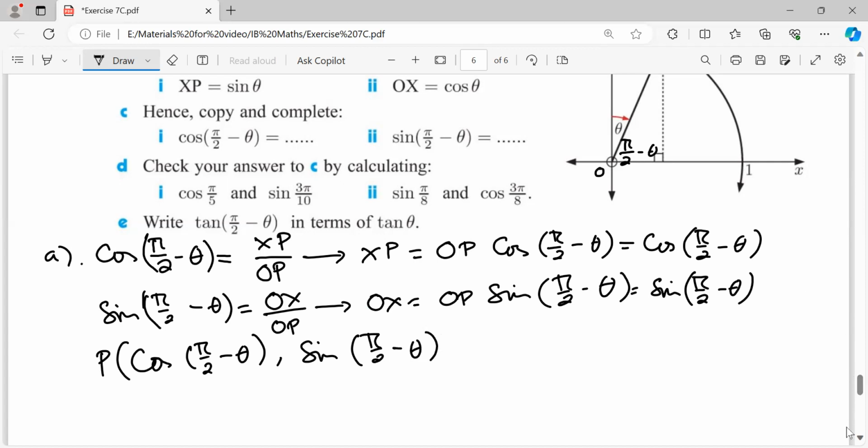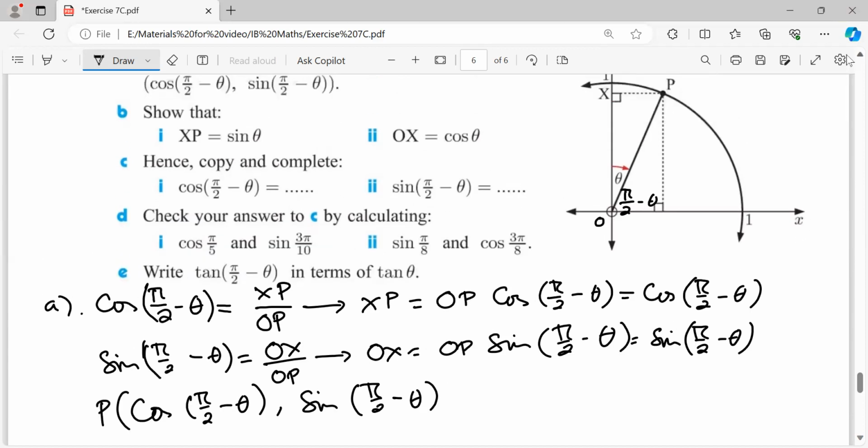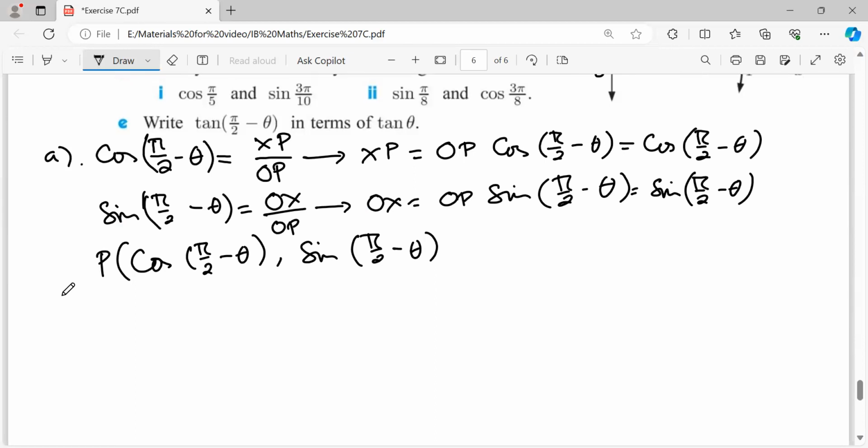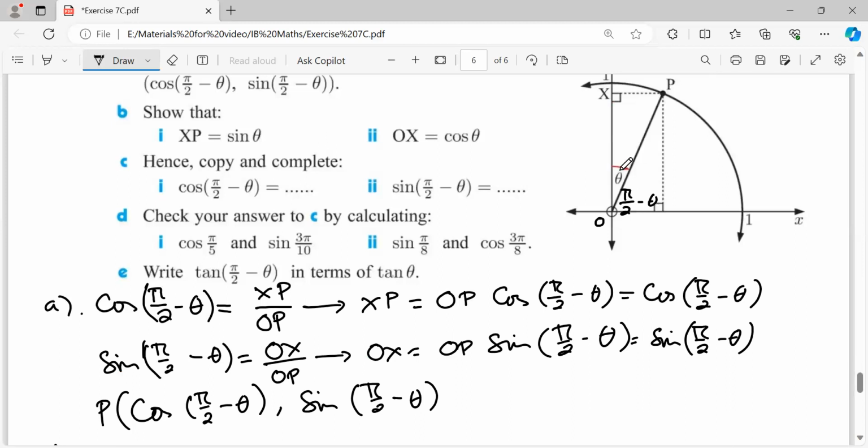Next, B. Question B: show that XP equals sine theta and OX equals cos theta. Look at this figure, look at this theta. Sine theta equals XP over OP. And cos theta equals OX over OP.